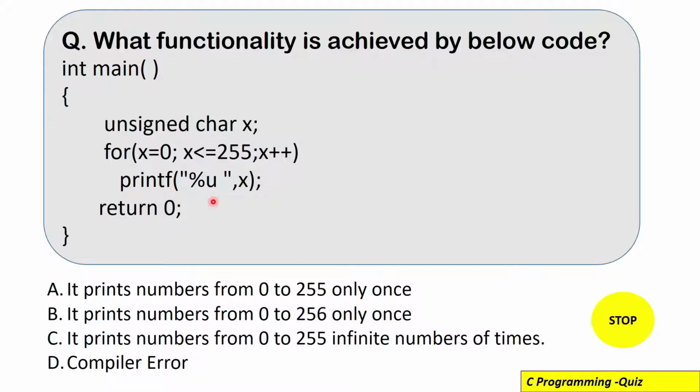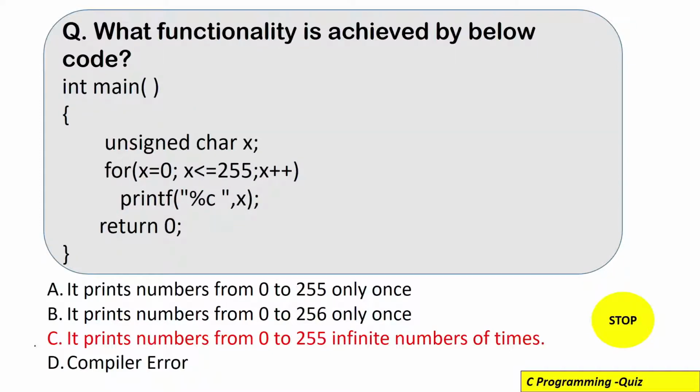So I hope you have got the solution. The correct answer for this question is option C. That means this program will print the numbers from 0 to 255 an infinite number of times. It will keep on printing the values from 0, 1 to 255 and again 0, 1 to 255, and it will keep on doing this infinitely.